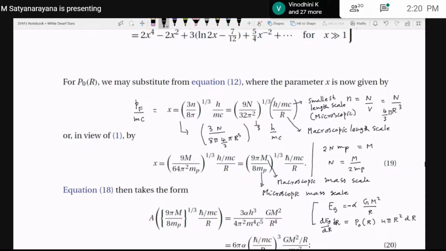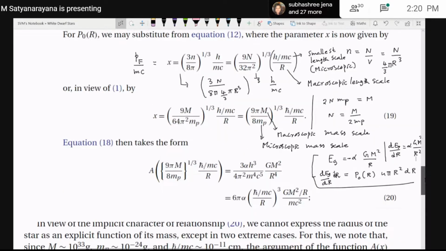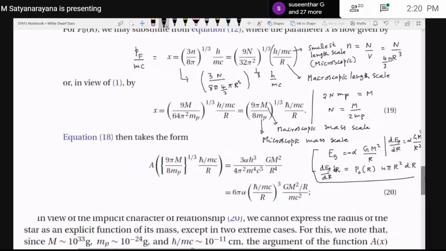If you substitute this, you will get the pressure, as there is an r square sitting here. From dEg by dr, you will get alpha G M square by r square. Because of that, you will have 1 by 4 pi, and r square will become r to the power 4. So you have this expression, and all those constants you bring to the other side. So you have a balance like this. If you balance it like this, then you can write it in the following fashion.